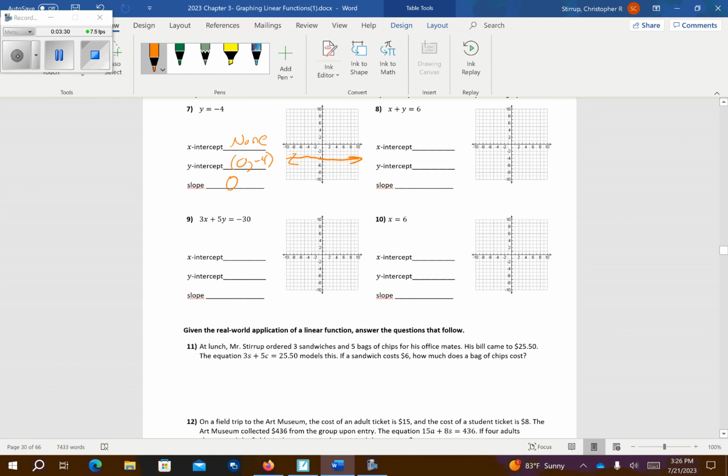Number 9, the x-intercept, we're going to have a 0 in there. Y-intercept, I have a 0 in for the x. So this is a y value. So 3 times what number gives you negative 30? That's negative 10. And then plug a 0 in for the x. So 5 times what number gives you negative 30? And that's negative 6. So you would go down 6, which is negative, right 10, reduce that, which is negative 3 over 5.